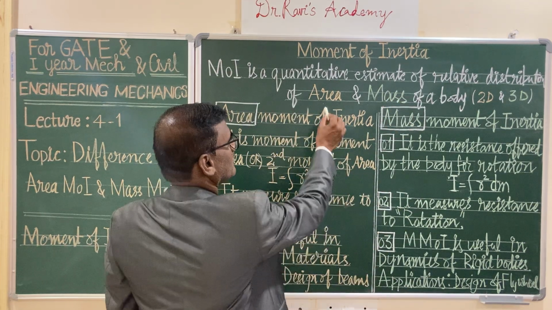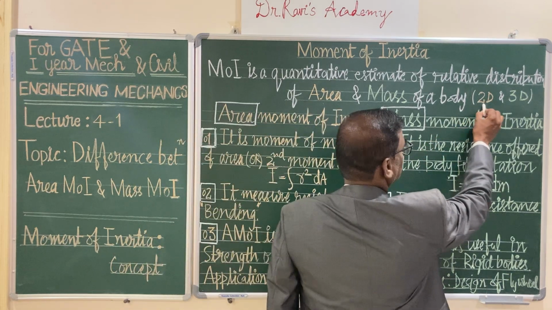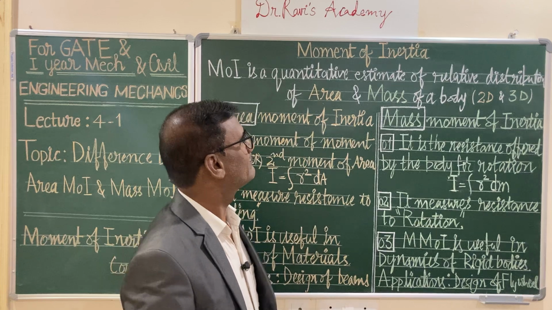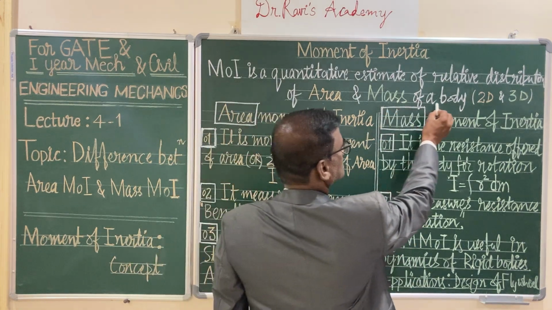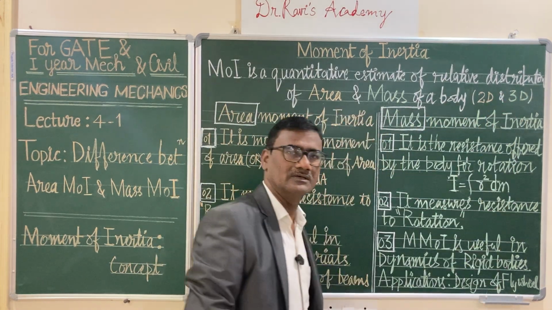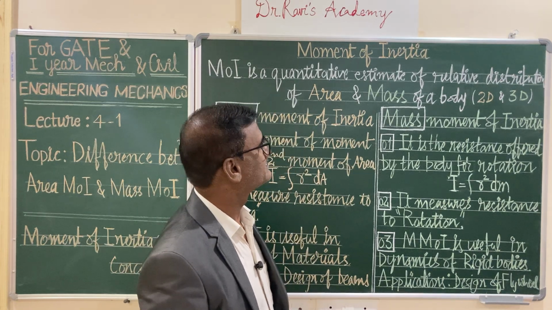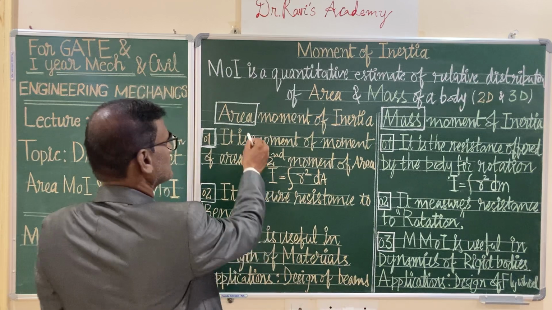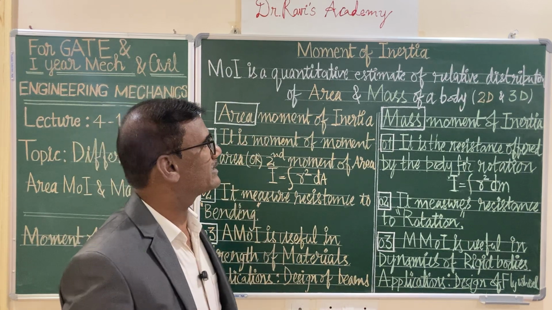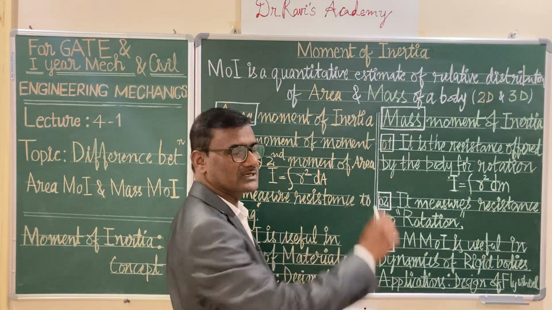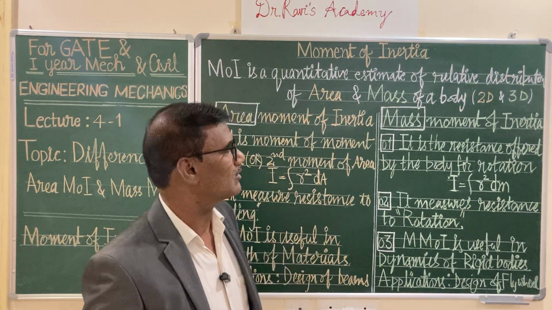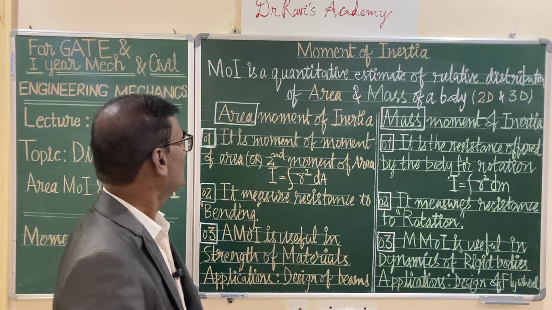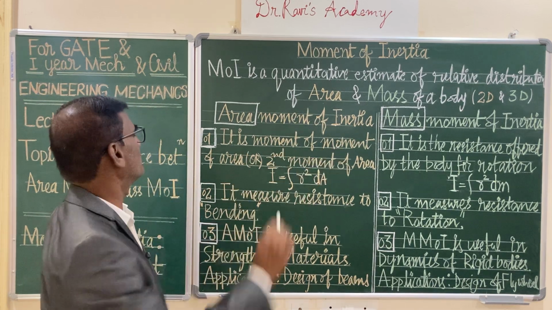And here area moment of inertia is connected with two-dimensional, that means it is applicable to plane areas only, whereas the mass moment of inertia is connected with three-dimensional objects. So, 2D and 3D: area moment of inertia is connected with two-dimensional plane areas, and mass moment of inertia is connected with three-dimensional objects. Now let us look at the differences between area moment of inertia and mass moment of inertia.